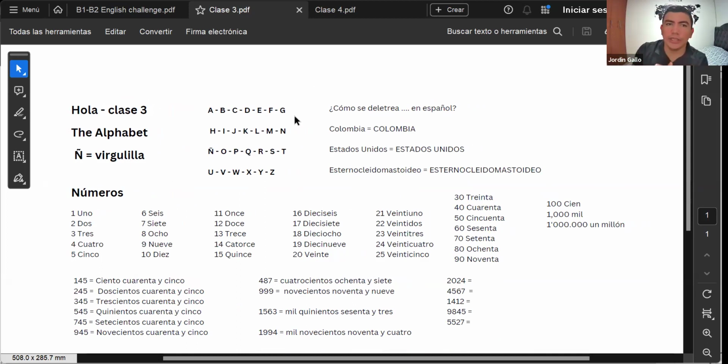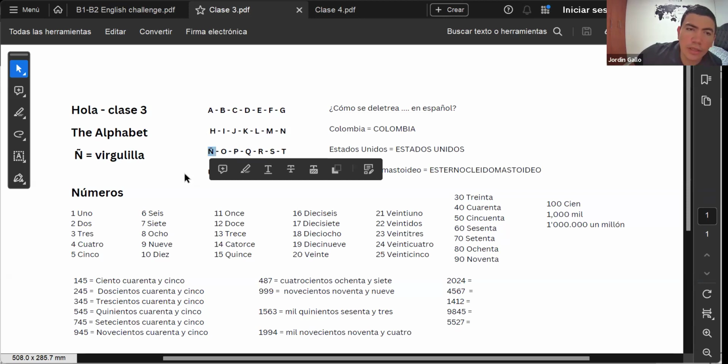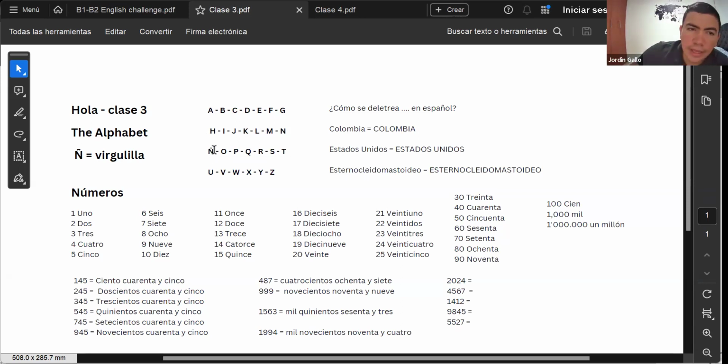to remember the pronunciation. So we have A, B, C, D, E, F, G. Then H, I, J, K, L, M, N. Then we have this letter that is the extra letter that we have in Spanish that we don't have in English. It's the letter ñ.